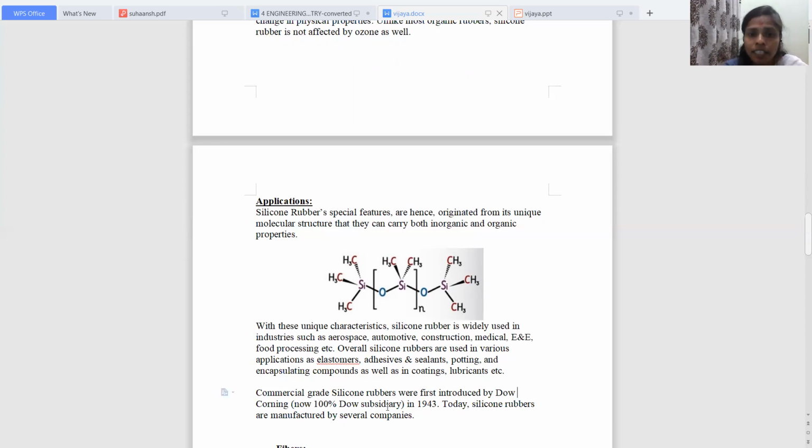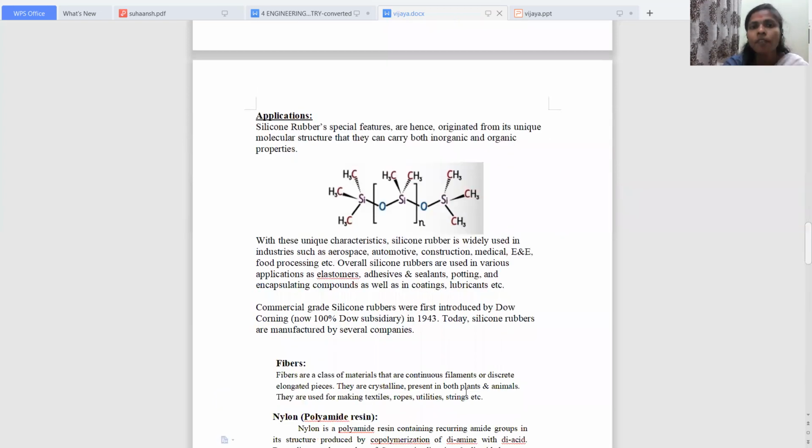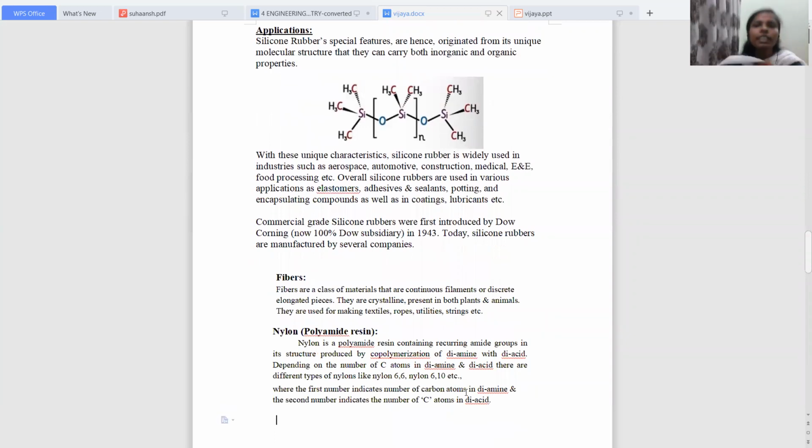Commercial grade silicone rubbers were first introduced by Dow Corning in 1943. Today silicone rubbers are manufactured by several companies, but initially in 1943, Dow was one of the scientists who introduced silicone rubbers. So these are the applications and properties of silicone rubber. With this, we have completed the rubbers.